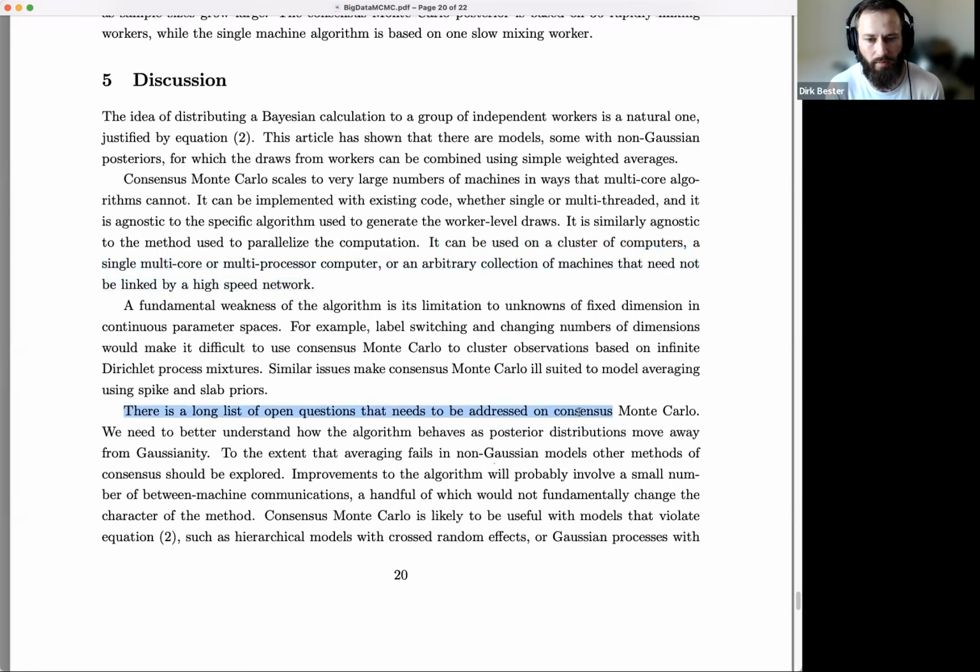There's a long list of open questions that need to be addressed about this. More understanding is needed when we have posteriors that are very far from normal, basically. To the extent that averaging fails in non-Gaussian models, other methods of consensus should maybe also be explored. Not much exploration has happened on this. It's a field that has stagnated since 2013, which I think is a shame. They also mention the weakness that it's limited to unknowns of fixed dimensions in continuous parameter spaces, and the issues you have with regular MCMC, like label switching and changing number of dimensions, get exponentially harder in consensus, basically. If it's hard for ordinary MCMC to solve, it becomes much harder in consensus MCMC.